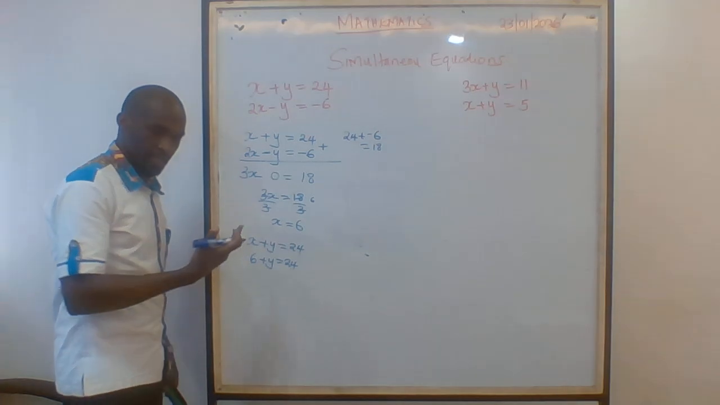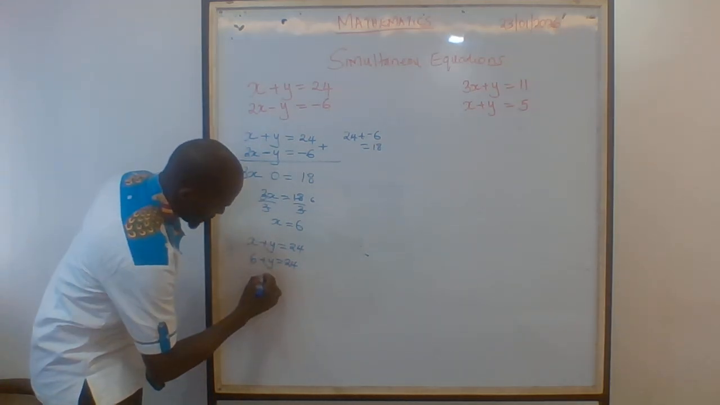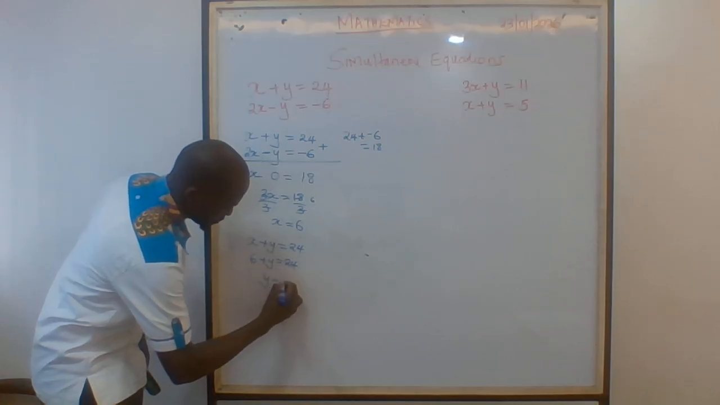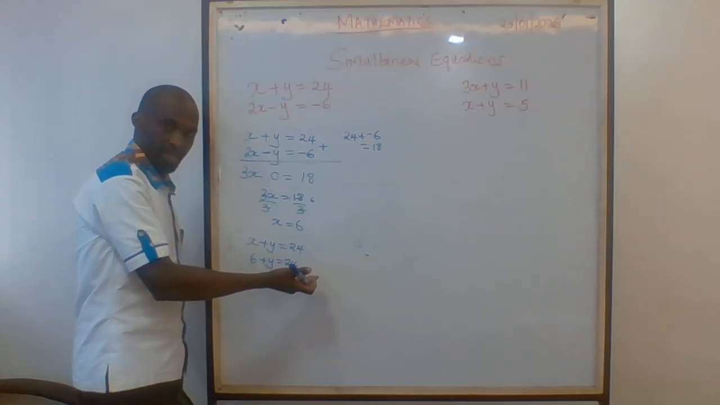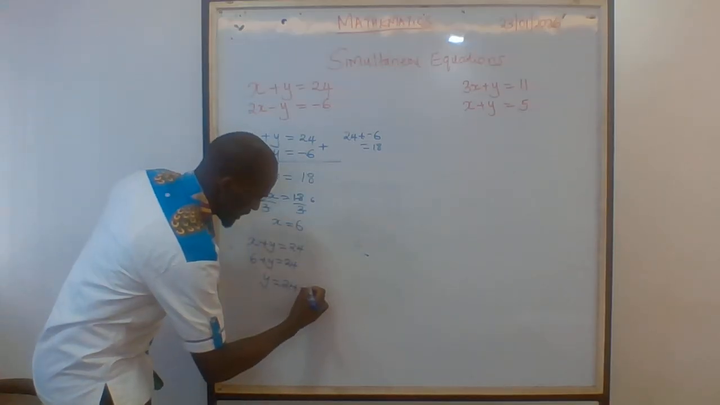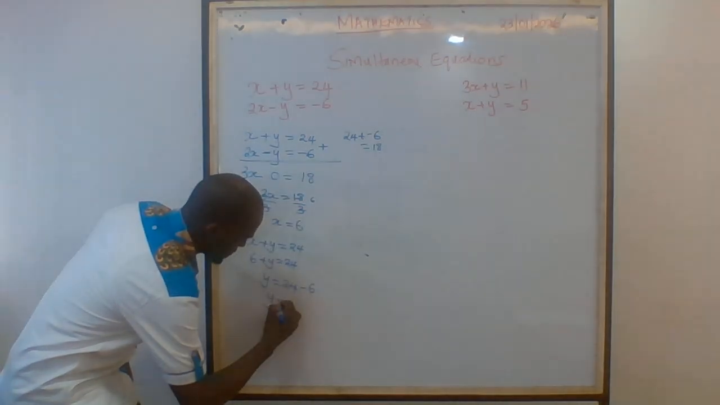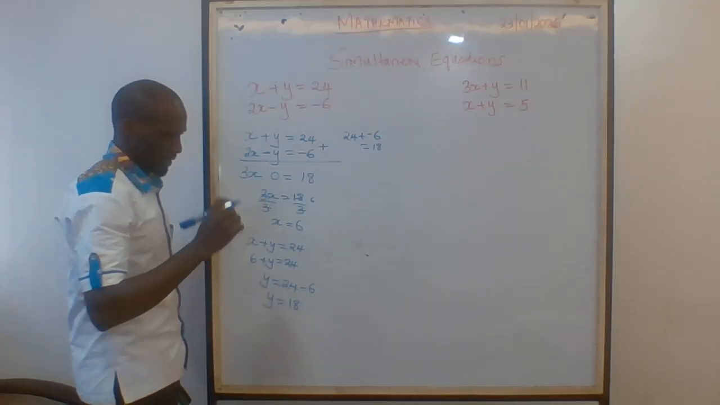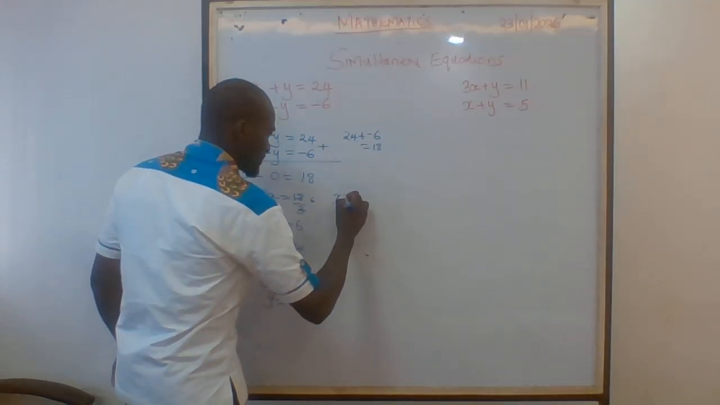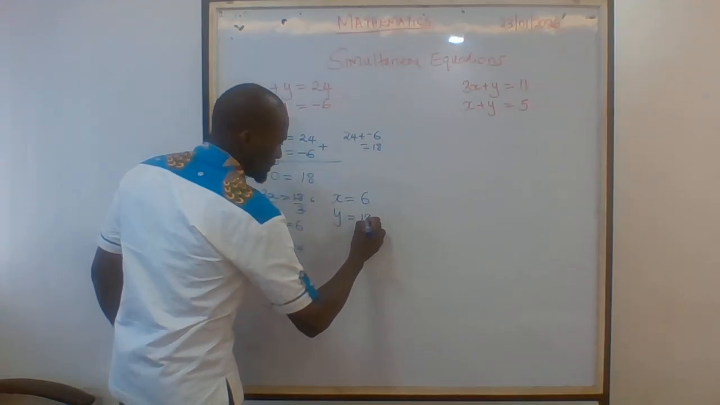You know, we can take values that are like terms together. So we can say here we'll be left with y is equals to 24. 6 is a positive. We take it to the other side of the equal sign, it becomes a negative. So it is minus 6. And therefore our y is equals to 24 minus 6 is 18. Here we've gotten the value of x as 6 and y as 18.